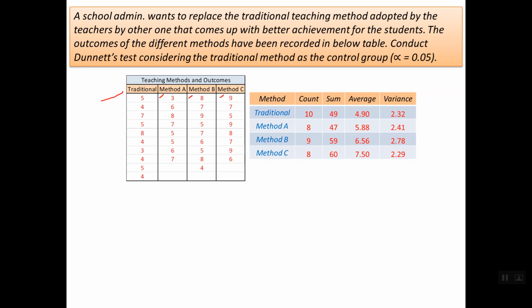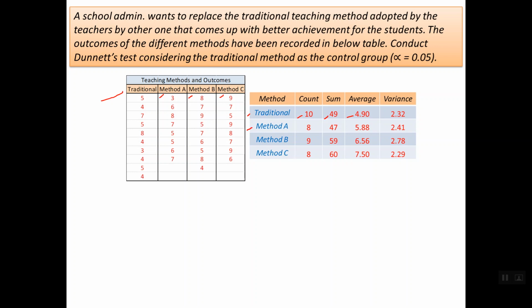So by some simple statistics, we can get, for the traditional method, the number of observations, or the count, is 10. The sum of this method is 49. So simply the average can be calculated by dividing the sum of the observations by the number of observations. And we get the variance for the traditional method. We need to compare this method with 3 new methods.